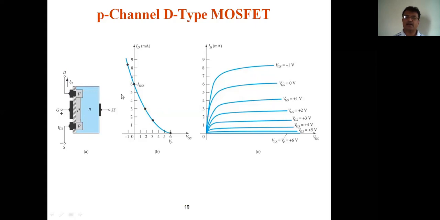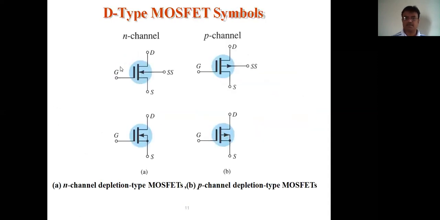Earlier it was in the second quadrant. Now it goes to the first quadrant because it is P channel and all these values are positive. VGS is equal to 0, 1, 2, 3, 4, 5, 6. If you go negative, the current increases above IDSS. That's all the difference between N channel and P channel. Here gate voltages were negative for depletion mode in N channel, but in the P channel they are positive. So the transfer characteristics will be in the first and the second quadrant. This is depletion mode, this is enhancement.